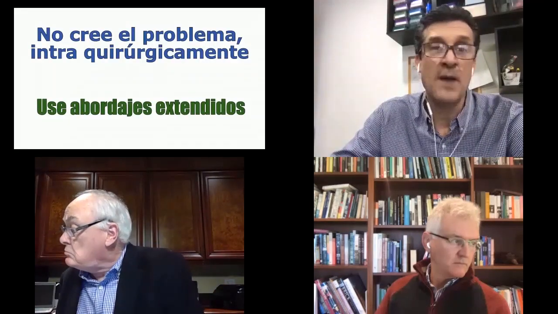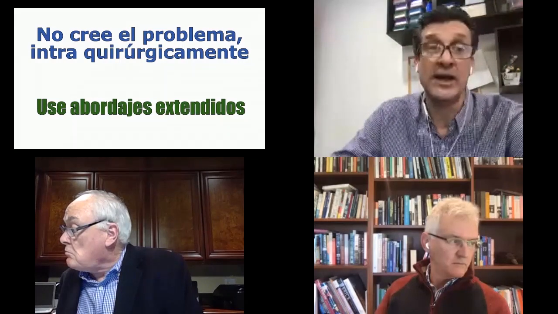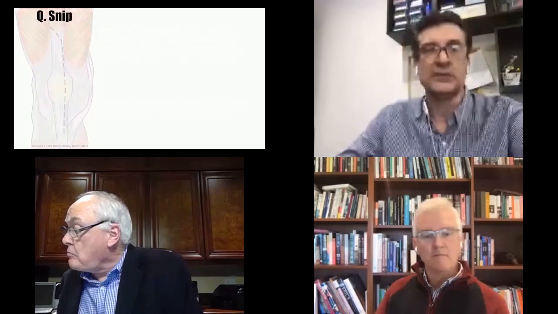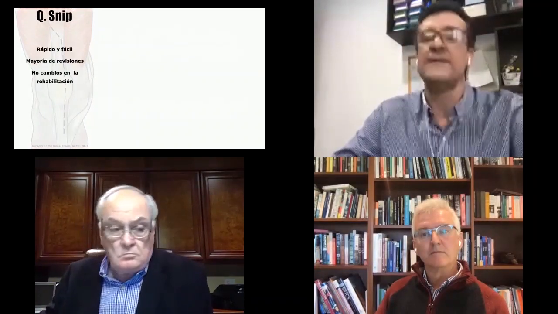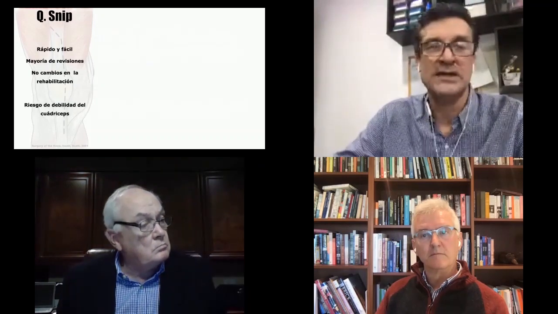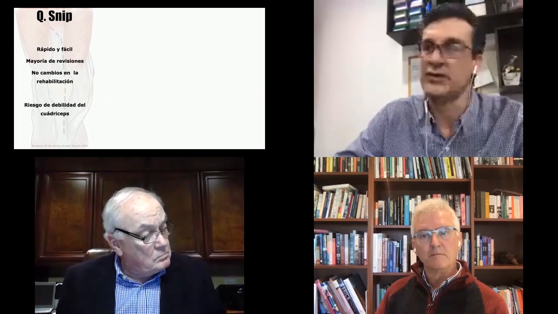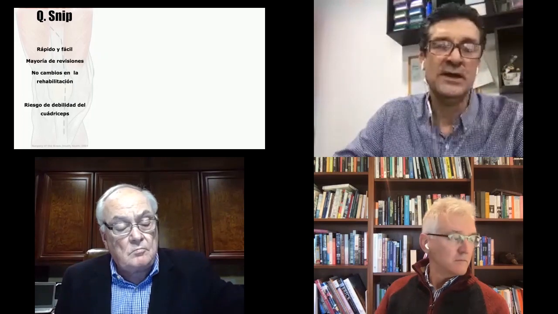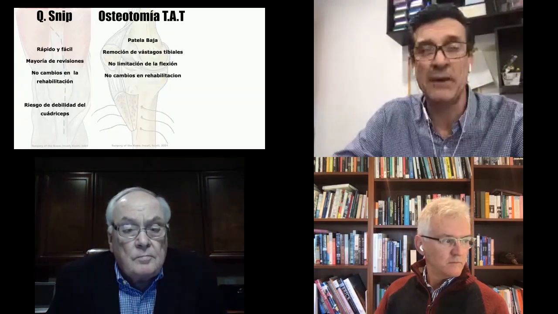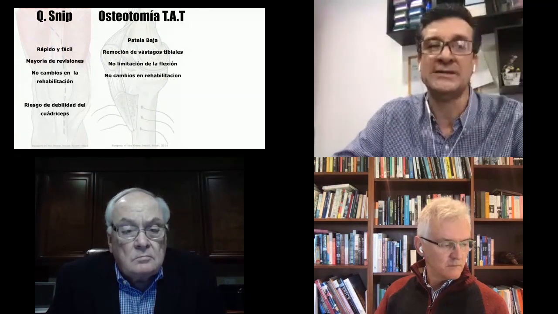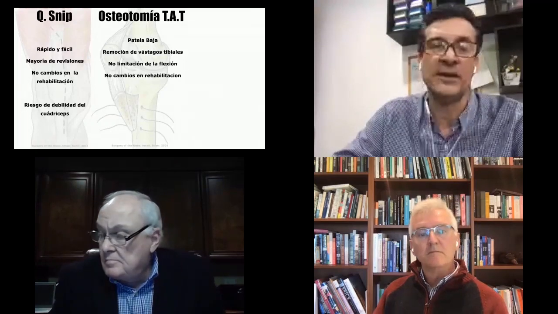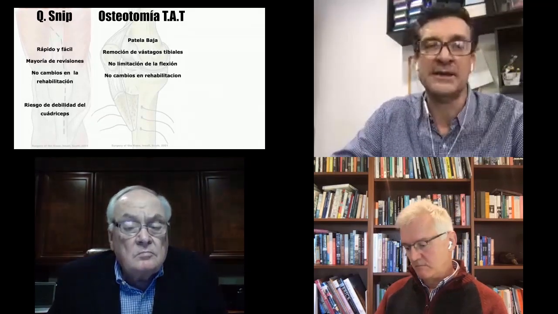Si no ha podido usted lograr un buen abordaje, no cree el problema intraquirúrgicamente. Use abordajes extendidos y los clásicos cuádriceps snip, que tienen un seguimiento ya suficiente en la literatura, son útiles en la mayoría de las revisiones, no tenemos que hacer cambio en la rehabilitación y tiene algún riesgo de debilidad del cuádriceps. Cuando tenemos pacientes con patela baja, es muy importante considerar siempre una osteotomía del tubérculo anterior de la tibia, que no solamente nos permite proteger el mecanismo, sino también corregir esa patela baja.